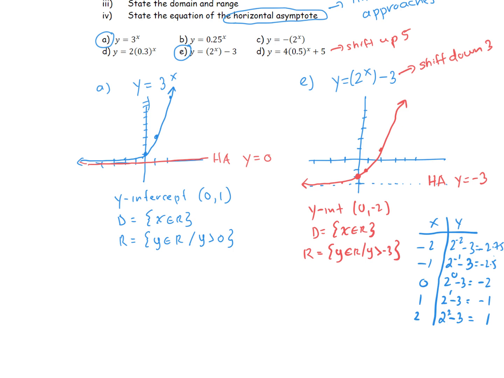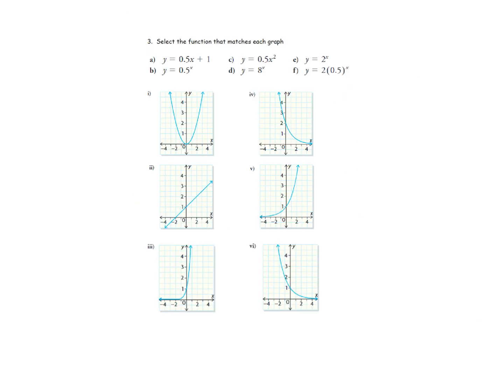So the rest of the graphs you can try on Desmos and see what they look like, or you can make a table of values and find some points and plot them. Okay, in this question you want to match the function with the graph. So a couple of graphs we can eliminate right away because we can see one is a straight line. So this one here is linear.